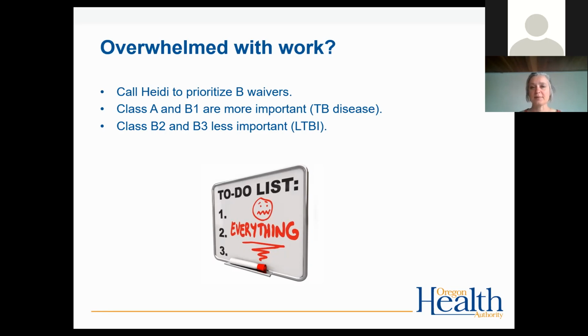Most important though are probably the B1s and the class A's because that person might have TB disease. A little less important are the class B2s and B3s because that's latent TB infection. What I've been doing during COVID is, for those of you who can't follow up with the B waivers, I've been sending them a letter. That's been somewhat successful. I have gotten calls from some of the B waivers themselves or their providers asking what to do. So I'm happy to still do that for you until the COVID response somewhat ends, or even if you get overwhelmed, just let me know.